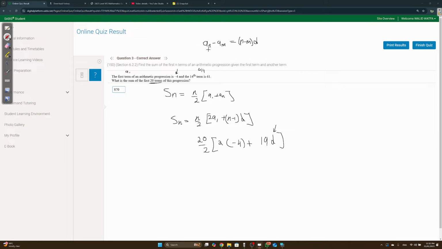When do you use this? When the two terms aren't after each other. Obviously, they're not going to make it easy and tell you a1 and a2, because then you can just subtract them. They gave you a1 and a14. So using this formula, a14 minus a1 is equal to 13d. Why 13? Because 14 minus 1, no? a14 is 61, minus a1, which is negative 4, equals 13d. You get 65 divided by 13, so d is equal to 5.